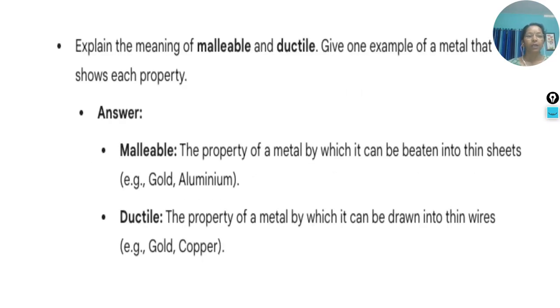Next, explain the meaning of malleable and ductile. Give an example of a metal that shows each property. Malleability is the property of a metal by which it can be beaten into thin sheets. Example, gold, aluminium. And ductility means the property of a metal by which it can be drawn into thin wires. Example, gold and copper. You can say other examples also.